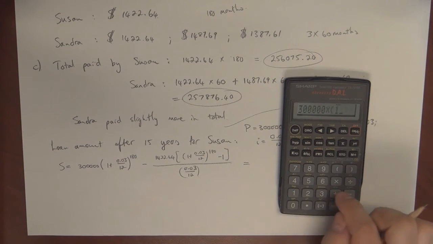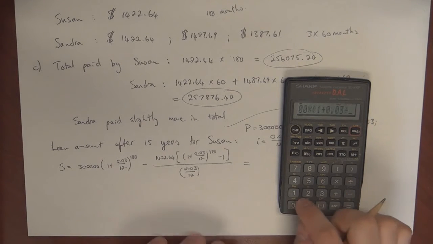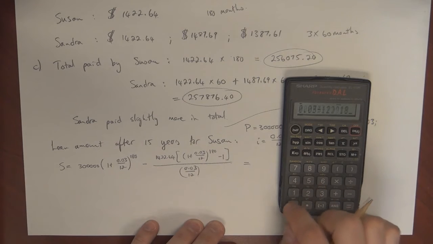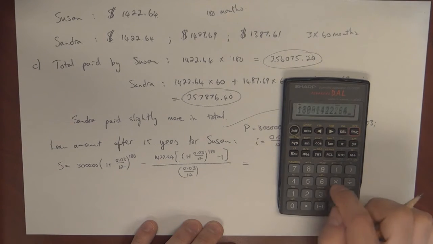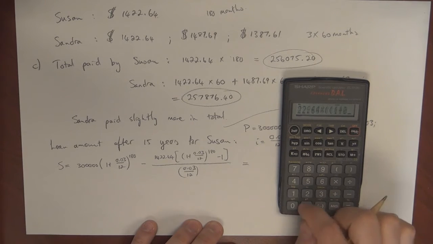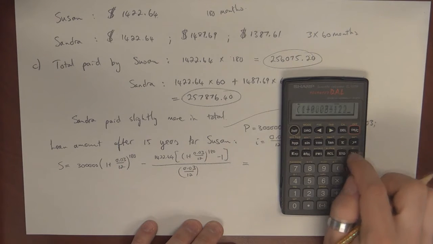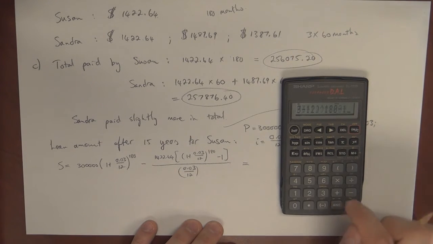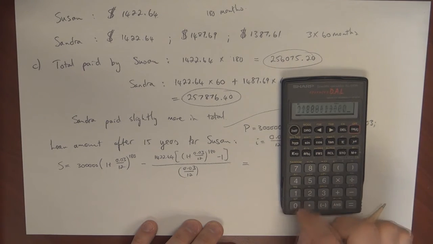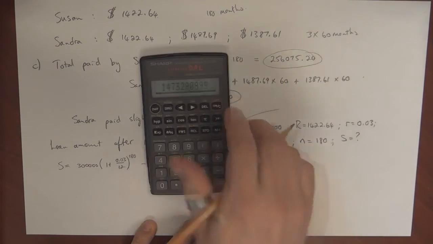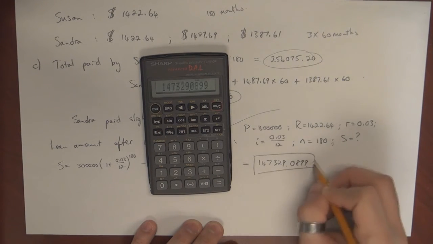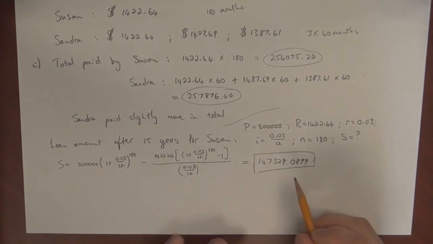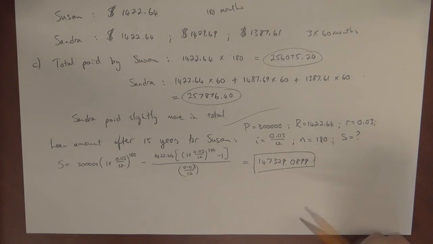300,000 times 1 plus 0.03 divided by 12 to the power of 180 minus 1422.64 times 1 plus 0.03 divided by 12, close the bracket, to the 180 minus 1, close the bracket, divided by 0.03 divided by 12. I get 147,329.0899. That is how much is left on her loan halfway through. No, not halfway through. 15 years in. She's over halfway.